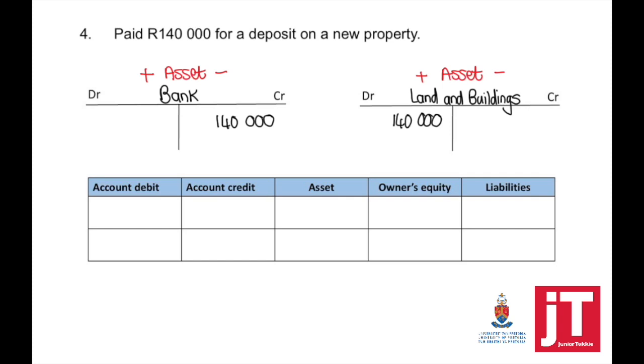So the second part of the question, showing this on the accounting equation in the table format, account debited, land and buildings, account credited, bank, assets will be plus minus 140,000. Remember, the instruction said you need to write the figure as well.